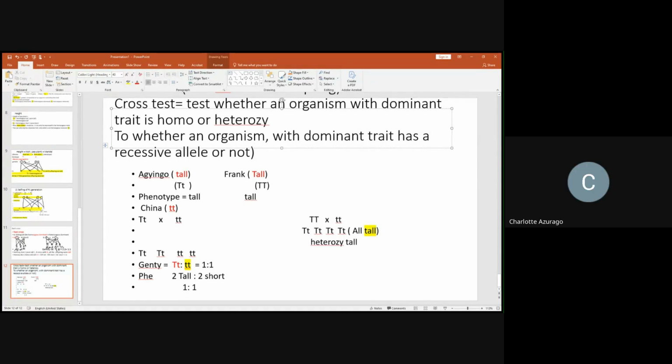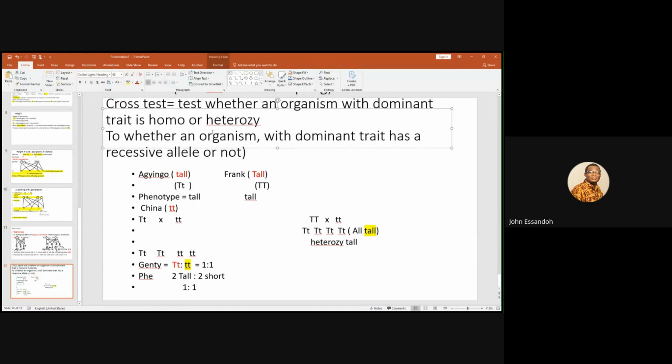Okay, so what I'm saying here is that I want to see whether an organism with a dominant trait has a recessive allele or not. If you don't have a recessive allele at all, it means you are homozygous. If you have it, it means you are heterozygous.